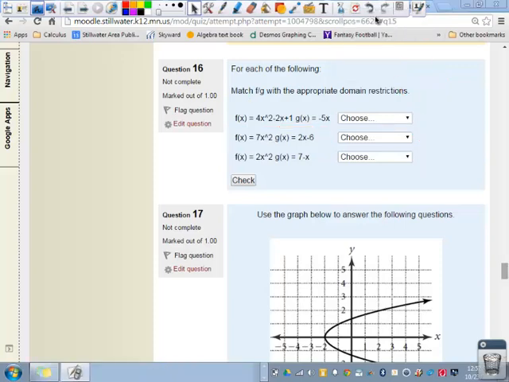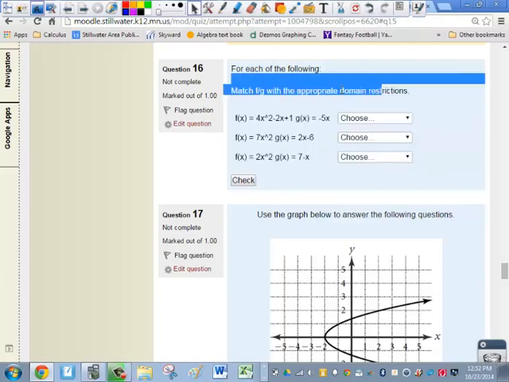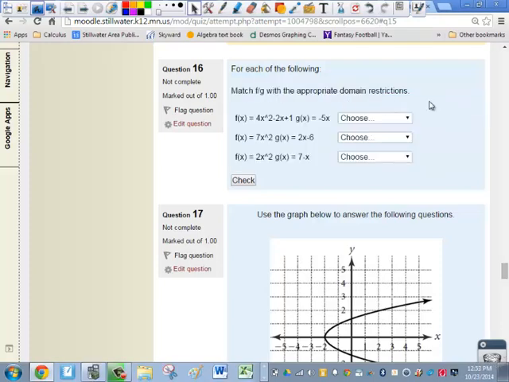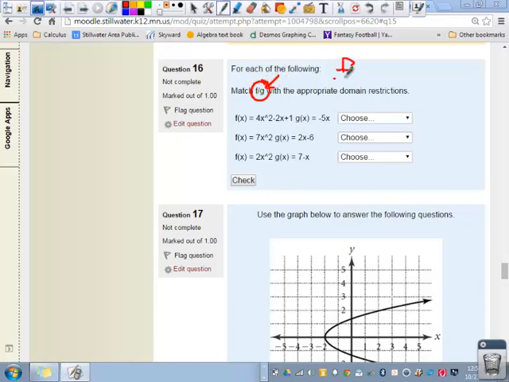Clear these. Oh man, forgot about these. Match f divided by g with the appropriate domain restriction. So we're going to look for domain restrictions here. The domain restriction is actually relatively easy once you understand it. We got f divided by g, which tells me that the g is in the bottom. We got f over g.